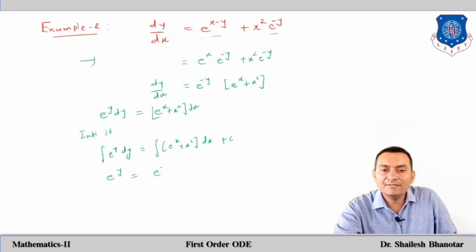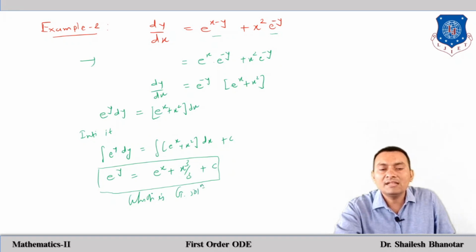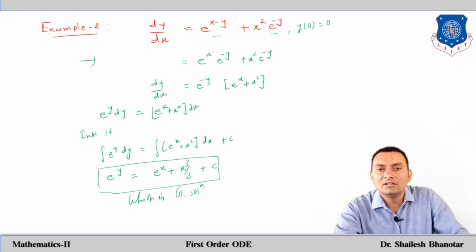Itself, and here we have e raised to x, and this is x cubed divided by 3 plus an arbitrary constant, that is c, and this is known as what? Exactly, the general solution. But if I modify this question with y of 0 is equal to 0, then this problem is going to be an initial value problem.